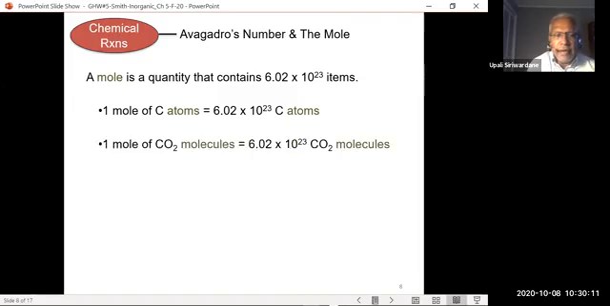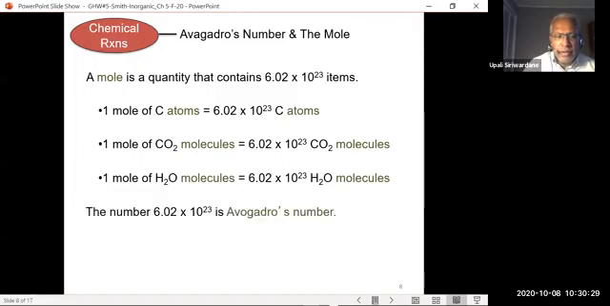1 mole of carbon dioxide molecules contains the same number of molecules. 1 mole of water also contains the same number, right? The number 6.02 times 10 to the 23 is called the Avogadro number. Now the question is, how do you get 1 mole of material, carbon?